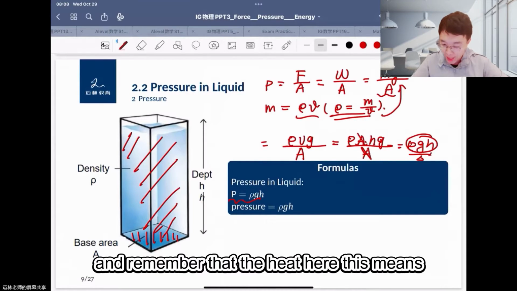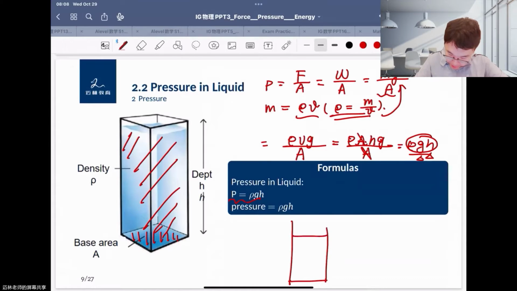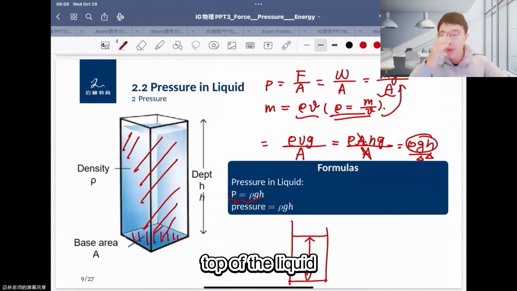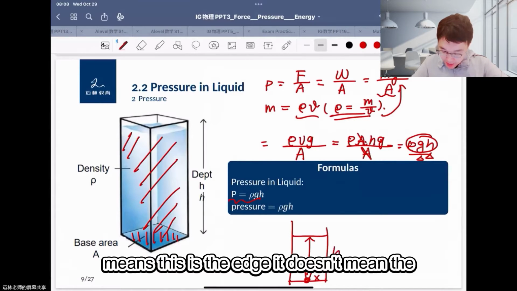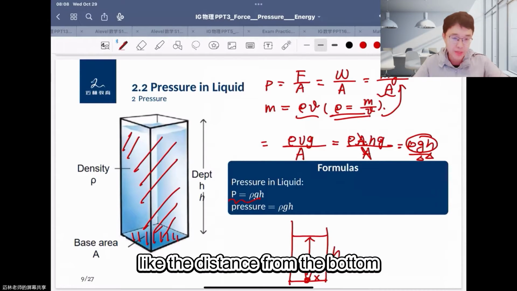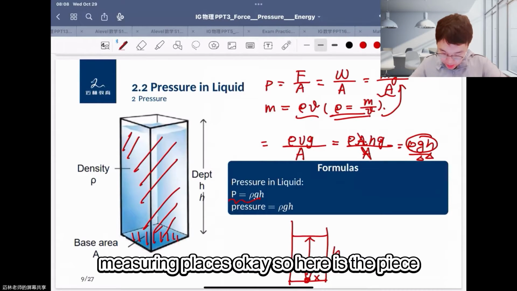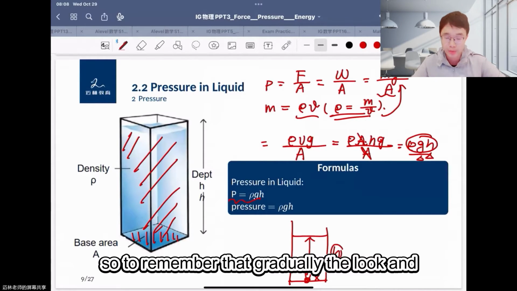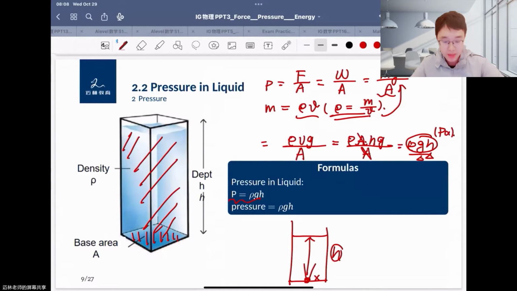And remember that the height here means the distance from the top of the liquid to the place you want to measure, like here, this is the edge. It doesn't mean the real height of the liquid. It just means the distance from the top to the measuring place. So remember that is the pressure in the liquid, and the unit here is Pascal.